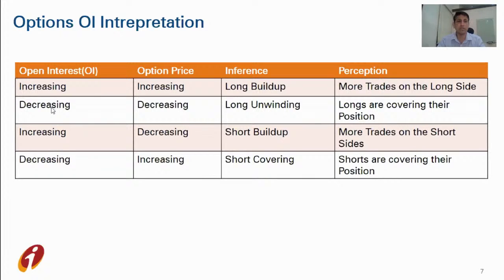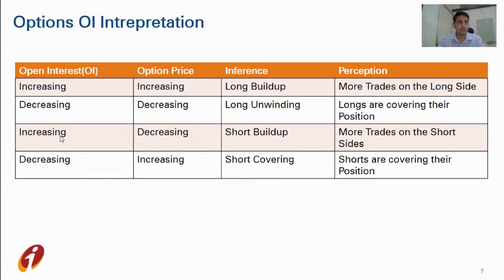Similarly, if open interest is decreasing and the option price of that call or put is decreasing, then the inference is that people who have taken the long position are trying to square off their position. So it is also called long unwinding. Longs are covering their position, trying to square off their bought position, whether it was call or put.